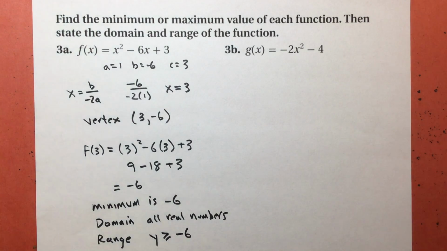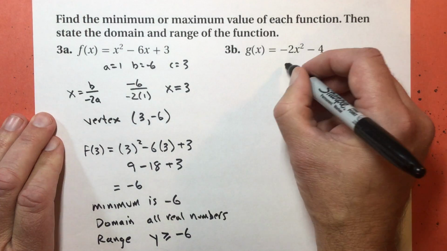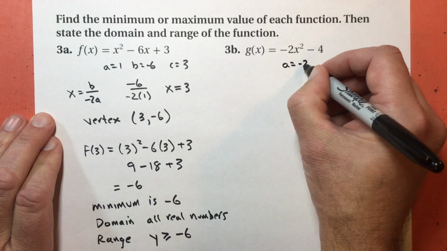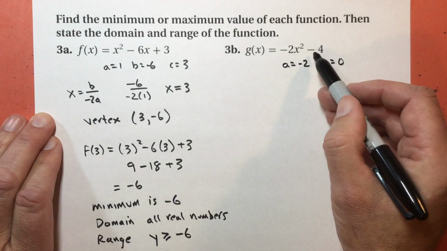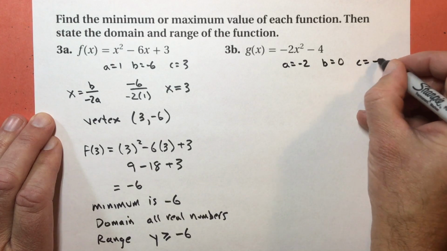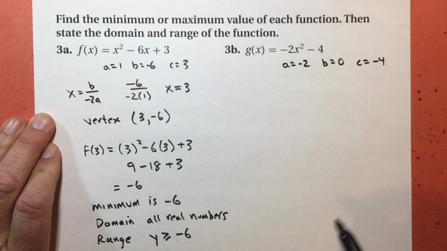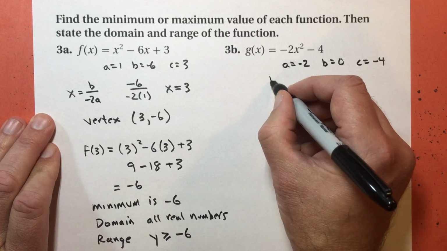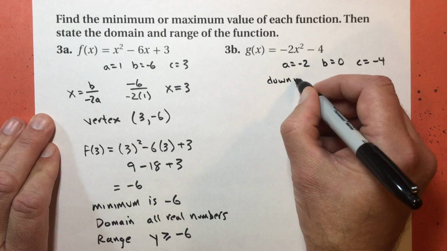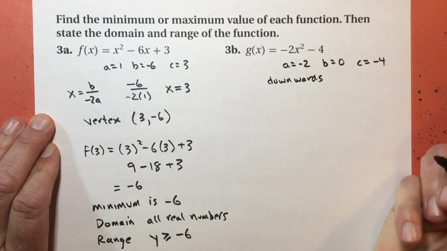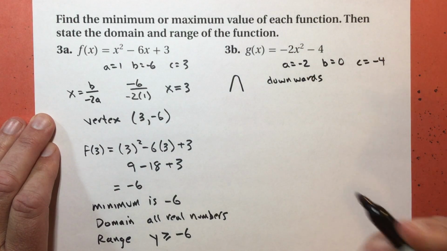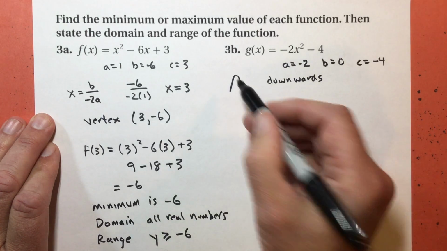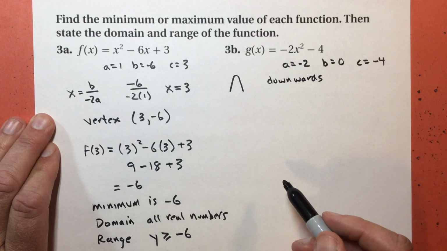All right, and we'll quickly do this one. My A is negative 2. My B equals 0, because I don't have an x term. And my C is negative 4. This one opens downwards, which is going to look like this. So I'm going to have a maximum. I have a top of the hill, not a bottom of the hill.